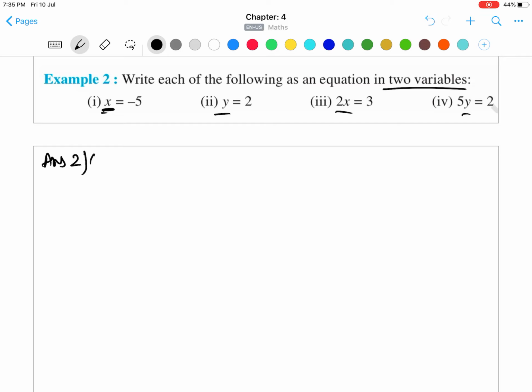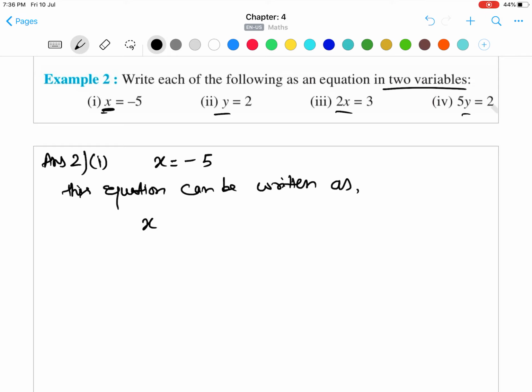Second example, part 1, we have the equation x equals to minus 5. So this equation can be written as, we have this x, okay, the number multiplied to this one is, as there is no number written, we assume that number to be 1, that means a here is 1.